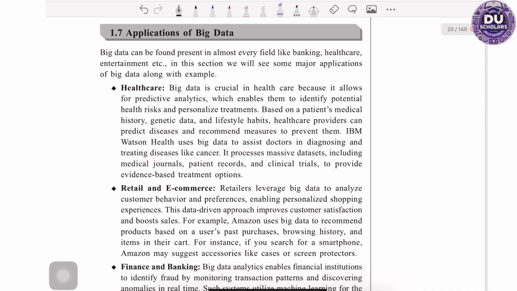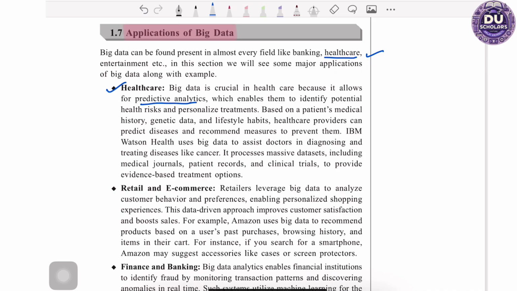Next is the application part, application of big data. Big data can be found in almost every field like banking, healthcare, and entertainment. We took the example of healthcare. In this section we'll be studying the major applications of big data. Talking about healthcare, it is crucial because it allows predictive analysis.